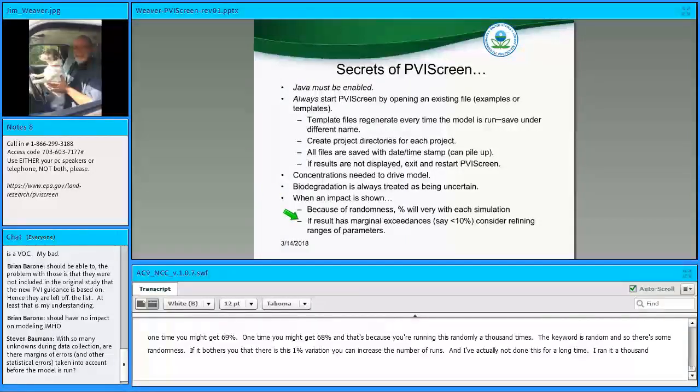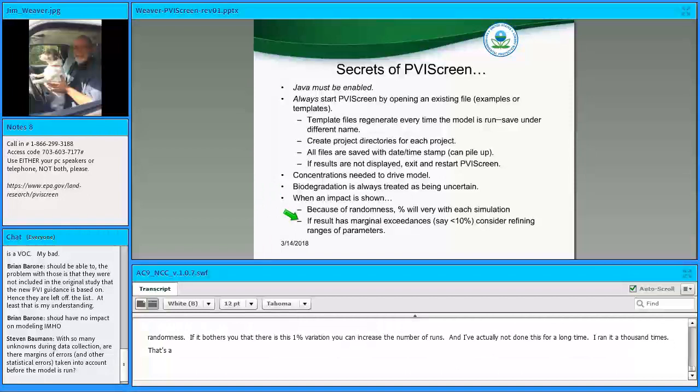And then the second point is if the result shows very marginal exceedances, and here I said less than 10%, but it might be much less than 10%. So if it's like 0.1% of the cases show an exceedance, you should consider going back and refining the ranges of your parameters. And I mentioned one thing, which was the air exchange rate.